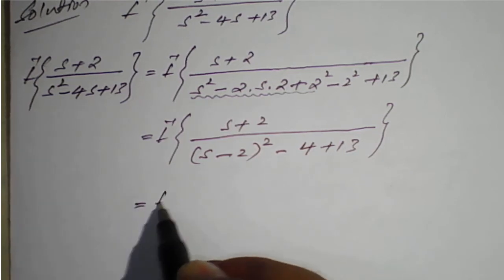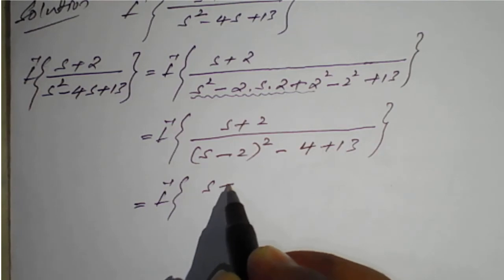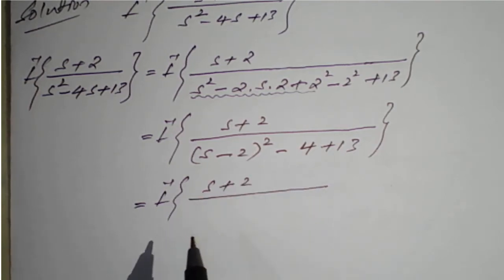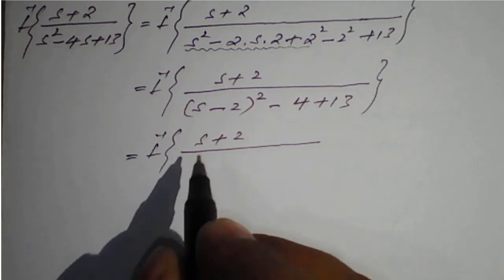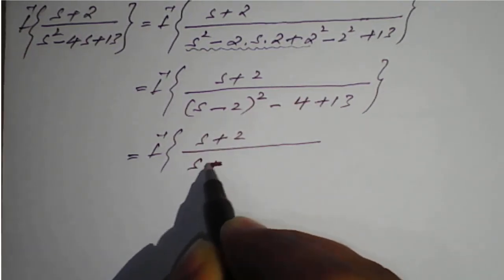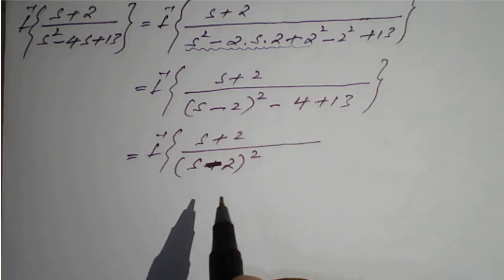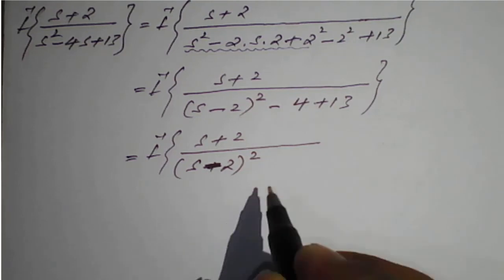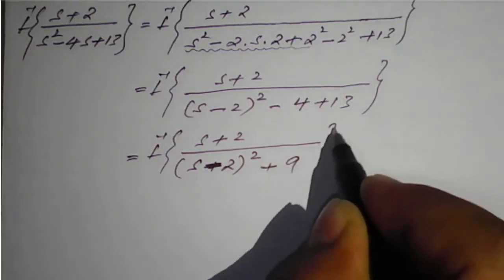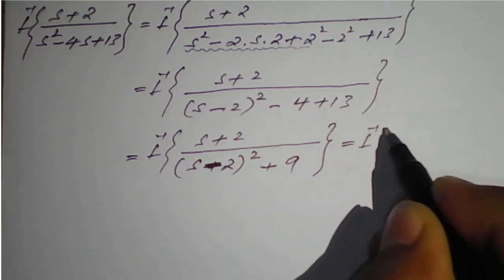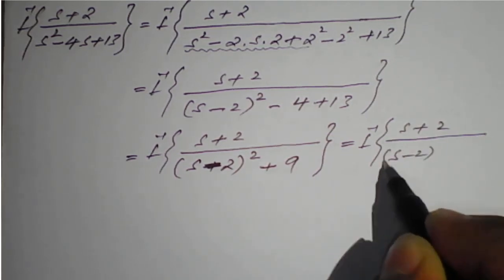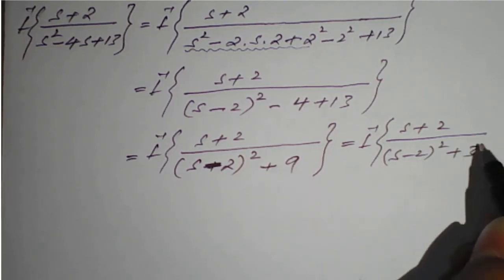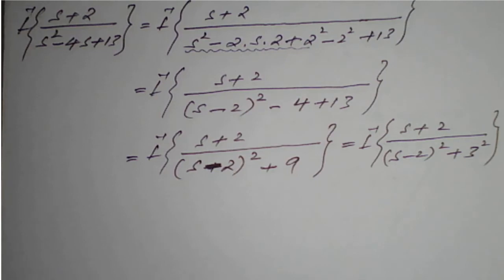which is nothing but L inverse of s plus 2 divided by s minus 2 whole square minus 4 plus 30, plus 9, which is nothing but L inverse of s plus 2 divided by s minus 2 square plus 9, we can write 3 square. The denominator we have made a complete square, but the numerator also we need to simplify.